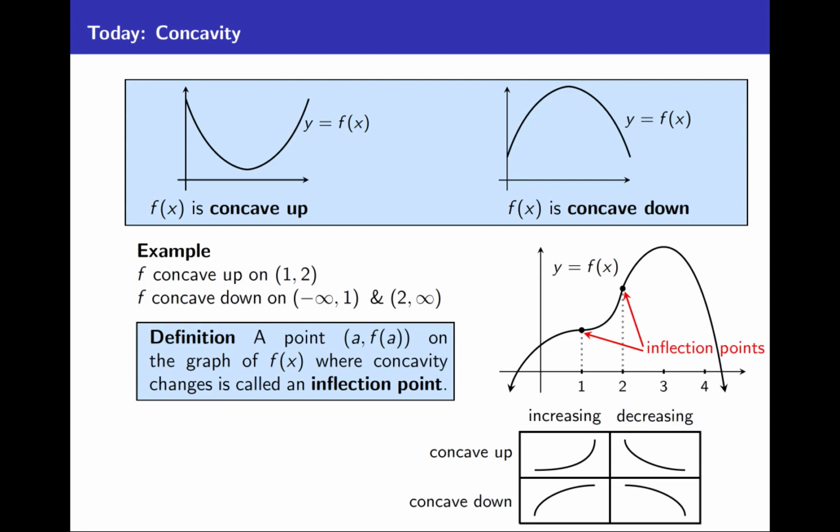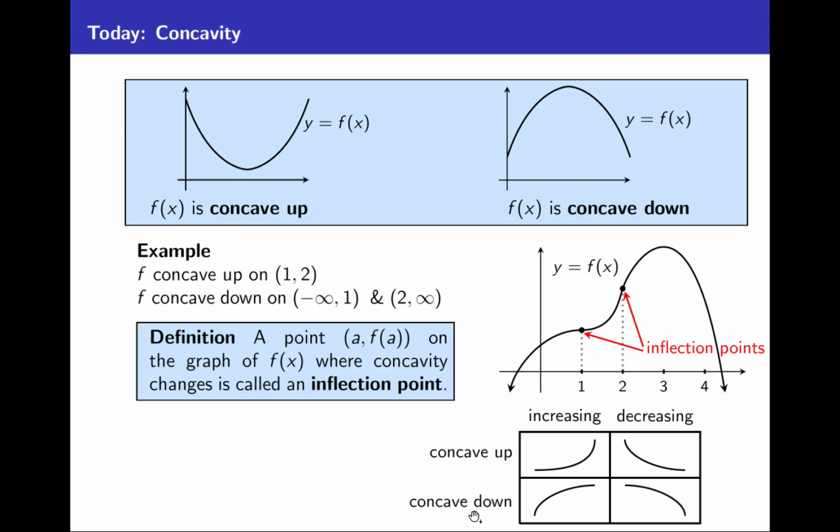I want to point out that concave up and concave down is independent from increasing and decreasing. To illustrate that, think about the shapes in this grid. The first row is a concave up shape. This is concave up, and I've got it so it's increasing. So you can be concave up and increasing, but notice you can also be concave up and decreasing. Here's a decreasing function, and it's got that concave up shape.